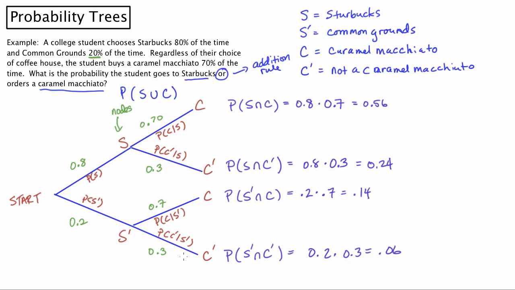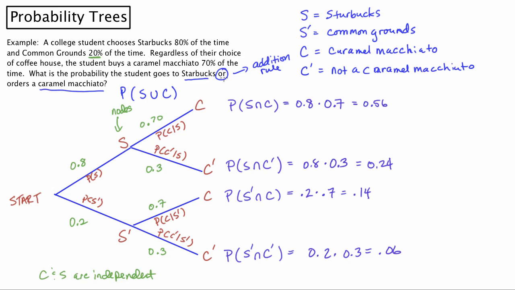There is one other thing I want to point out here. Notice that the probability of C given S is the same as the probability of C given not S. That means that C and S are independent events. You probably could have figured that because it says regardless of her choice of coffee house. In other words, the choice of coffee house has nothing to do with her choice of beverage. But it's interesting to show how that plays out in the tree as well.